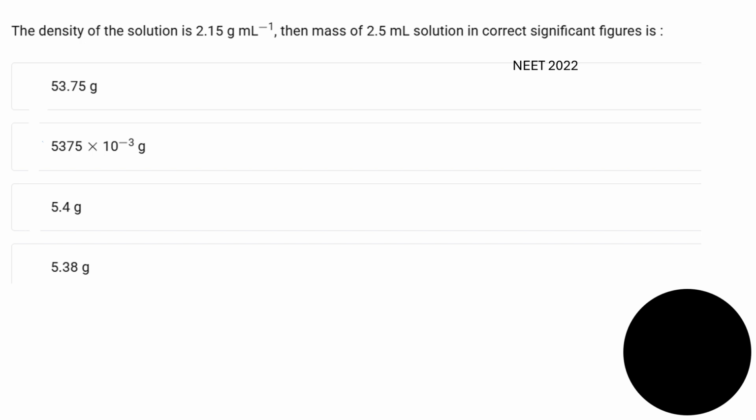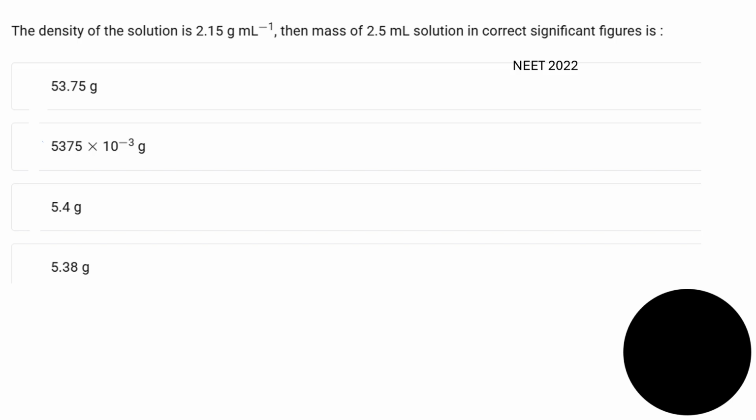Welcome. In this video, I am going to solve NEET 2022 previous year questions in physical chemistry under the topic of some basic concepts in chemistry. Let's see the question. The first question is very easy. The density of the solution is 2.15 gram per ml. Find the mass of 2.5 ml solution in correct significant figure.